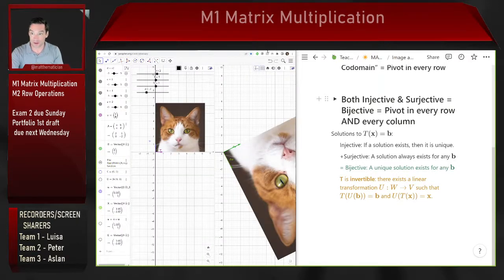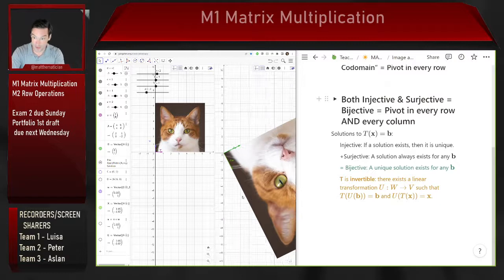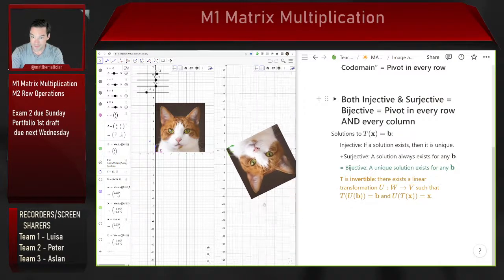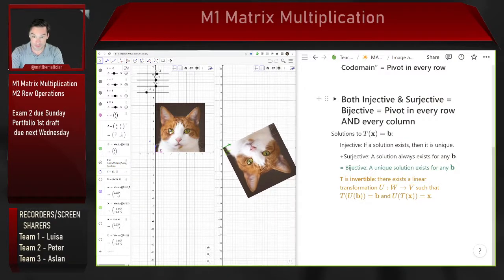So if I look at my cat pictures, every pixel on my original cat face over here in my domain is associated with exactly one pixel in the image of my transformed cat face over here. And so I can go both directions. The cat's left eye in the domain is associated with the image of the cat's left eye, which I have to zoom out a little bit to see, in the codomain. Left eye corresponds to this left eye, and it's a one-to-one correspondence. We can go back and forth.